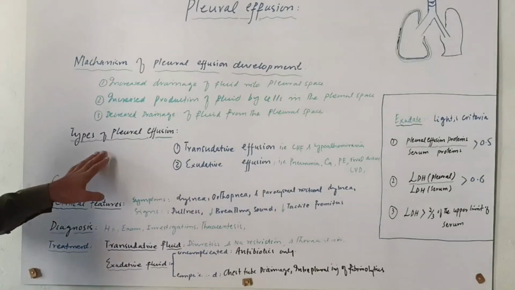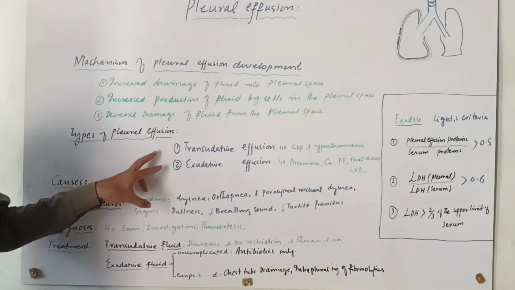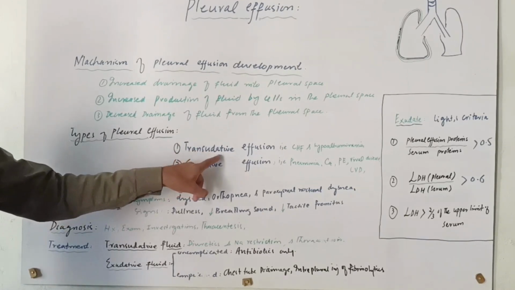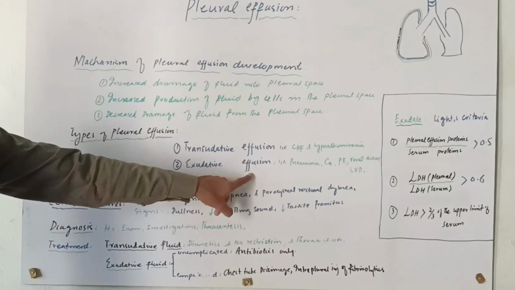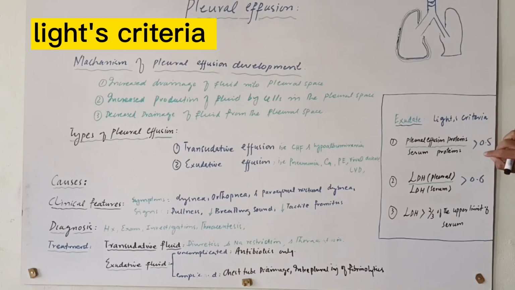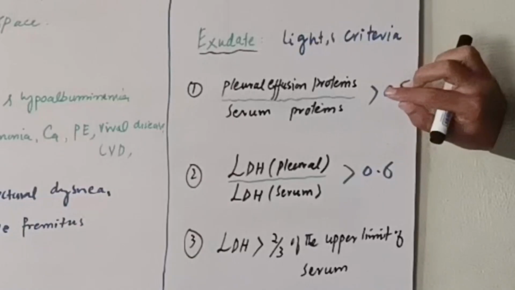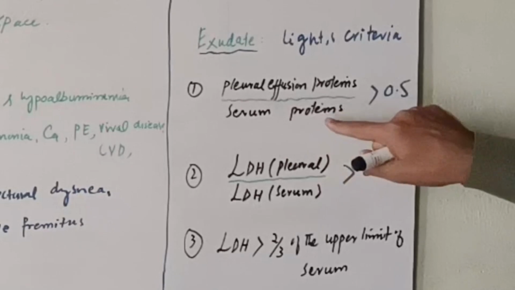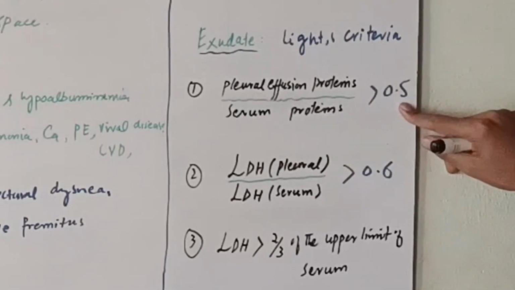So now, what are the types of pleural effusion? Before discussing the types, I am going to differentiate between the transudative effusion and the exudative effusion. The criteria which is used to differentiate between transudative fluid and exudative fluid is called the Light's criteria. This criteria says that a fluid is exudative when the pleural fluid protein to serum protein ratio is greater than 0.5.